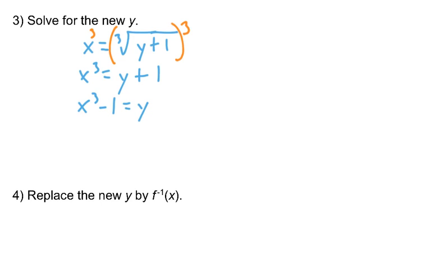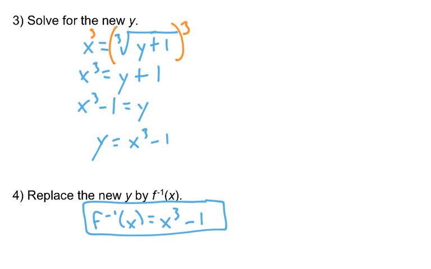X cubed minus 1 equals y. And again, we're used to seeing the y on the left, so we'll just rewrite that. That looked like it was going to be hard, but it turned out it really wasn't. And so our final step is always replace the y by f inverse of x. So f inverse of x is x cubed minus 1. Not too hard.